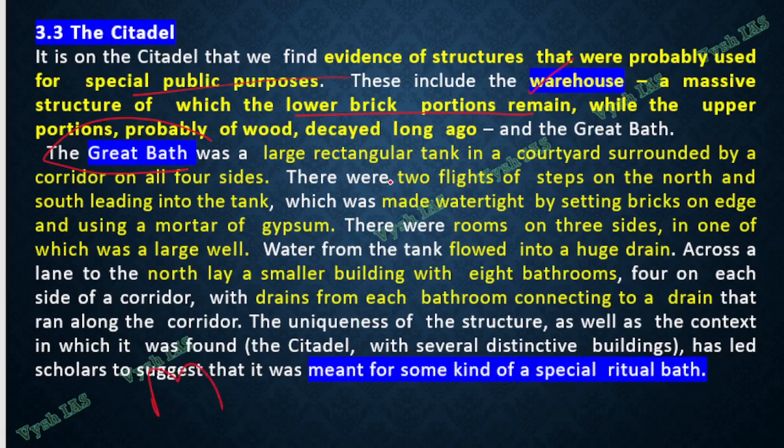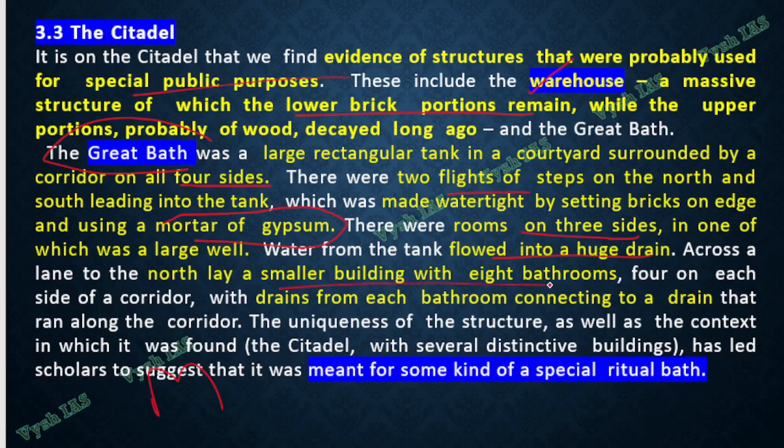It's a rectangular tank in a courtyard. It is surrounded by a corridor on all four sides. There are staircases or steps leading to the tank. It is watertight and bricks are used. Gypsum is used for fixing it so that it is watertight. And then there are rooms on three sides. Maybe they are changing rooms or maybe used for rituals or any purpose. Water flowed into a huge drain after use.